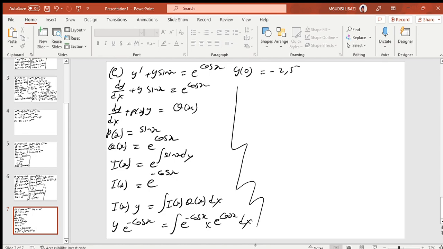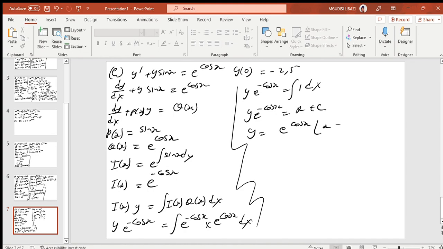So now we can proceed and say y e raised to negative cosine of x is equal to the integral of e raised to negative cosine x times e raised to positive cosine of x. That should be 1 times dx. So y e raised to negative cosine of x will just be the integral of 1, which will be x plus c. So y is equal to e raised to cosine of x into x plus c.